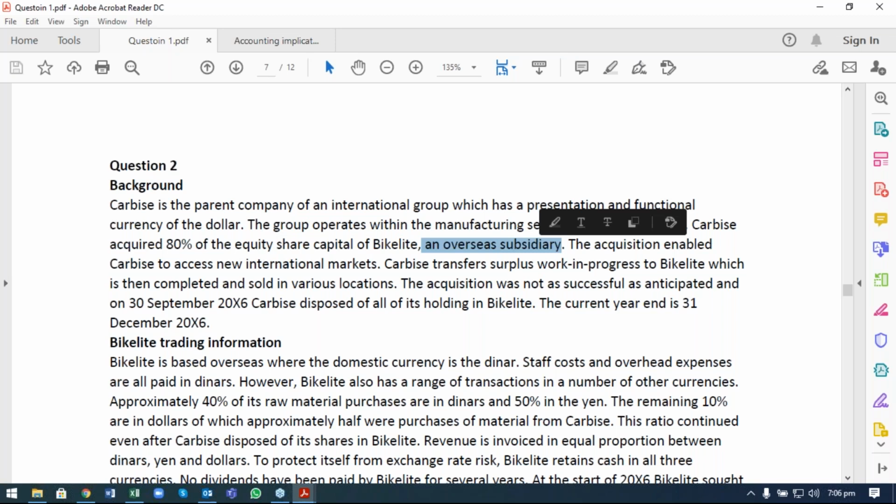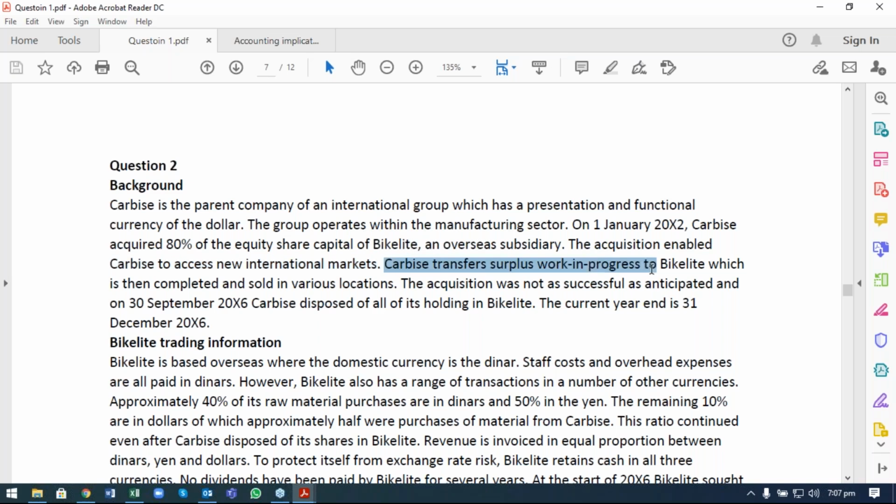Now, it's not the subsidiary which is working within the primary economic environment as the parent does, but it is an overseas subsidiary. Now, why was the subsidiary acquired in this way? The acquisition enabled Carbise to access new international markets. The main aim of Carbise to acquire Backlight is to access the new international markets.